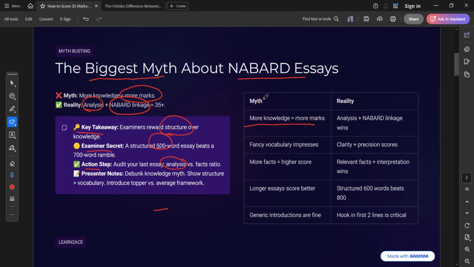More knowledge, more marks. This is the myth. Fancy vocabulary. See, I suggest you should use good vocabulary, but that is not the primary thing. If your content is not good enough, your structure and proper flow is not there, you are not going to get good marks, even though you have written Shashi Tharoor level of vocabulary. It doesn't matter. It's a secondary thing. More facts equal to high score? No. Longer essay scores better? No. Generic introductions are fine?